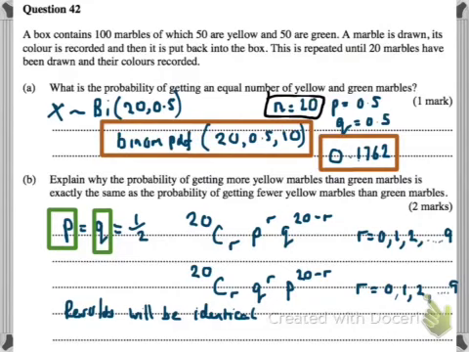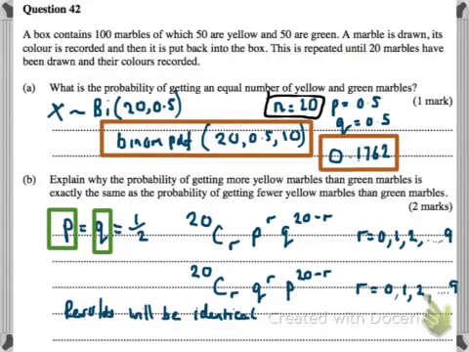Explain why the probability of getting more yellow marbles than green marbles is exactly the same as getting fewer yellow marbles than green marbles. Okay, so you've got to get your head around this one. If you're getting more yellow than green, what it's saying here is that's exactly the same as the probability of getting fewer yellow than green. If you're getting fewer yellow, you're getting more green than yellow. So basically the probability of getting more yellow than green is the same as the probability of getting more green than yellow, or vice versa.